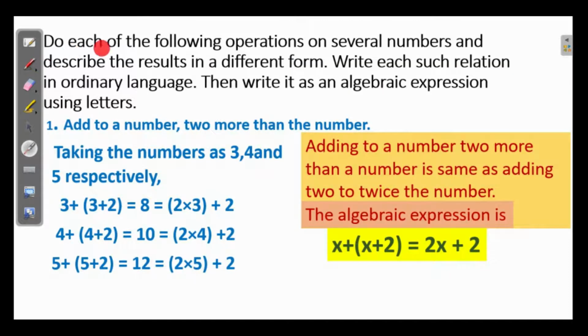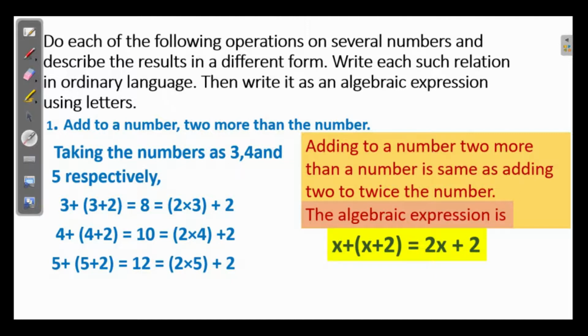Do each of the following operations on several numbers. This is in our textbook. Okay. Do each of the following operations on several numbers and describe the results in a different form.